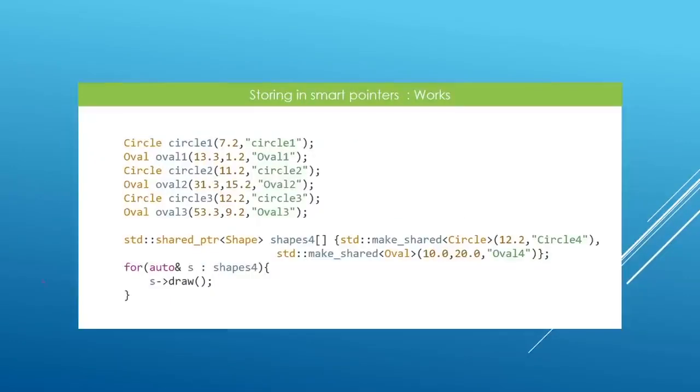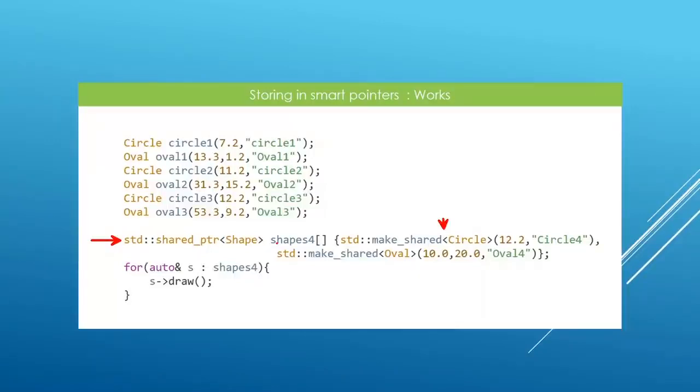So if we do something like this and store smart pointers, creating our smart pointers on the fly in our initializer here, this is going to work because really a smart pointer is a wrapper on top of a regular raw pointer in C++. So again, the message here is that you need to be careful about what you store in your collections.